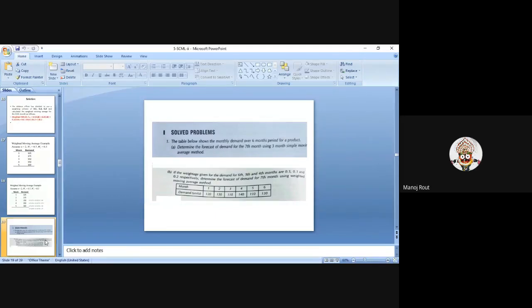And the second part: if the weights given for the demand of the 6th, 5th and 4th month are 0.5, 0.3 and 0.2 respectively, calculate the forecast of demand for the 7th month using the weighted moving average method. So first you use the simple moving average method to forecast the 7th month, and second, by using the weighted moving average method you calculate the 7th month forecast of demand. In that case, you can directly write down the data and calculate the value.